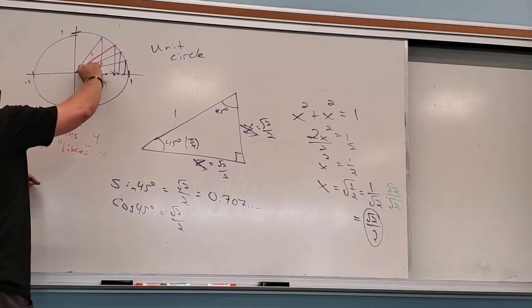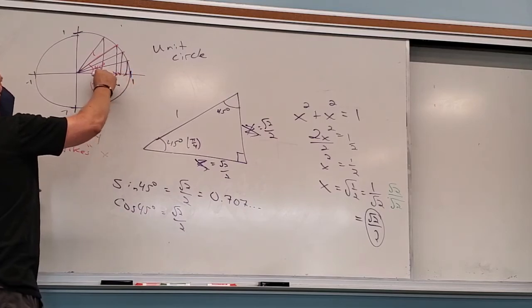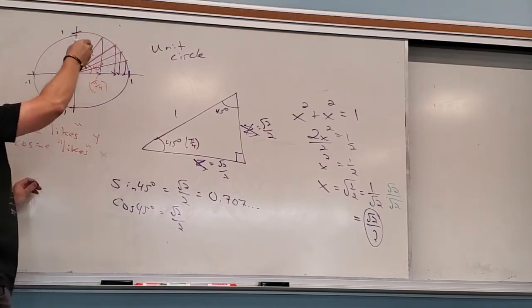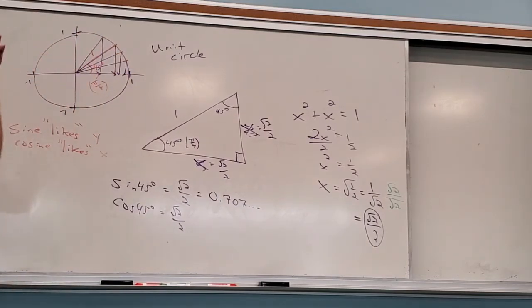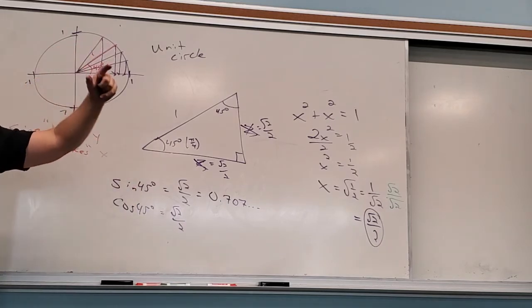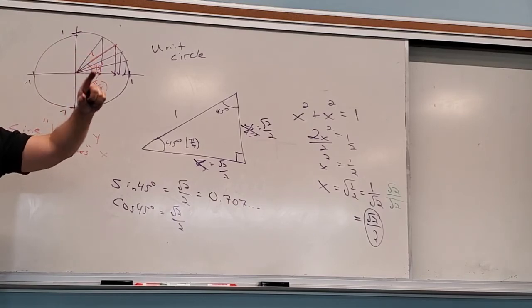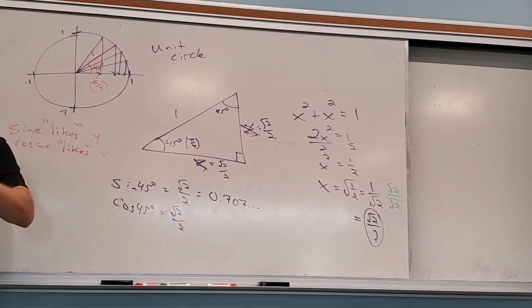So do you guys see how if I move around this, the x piece of each triangle gets smaller and the y piece of each triangle gets bigger? Where are they both going to be the same? Halfway. So that makes sense, 45 degrees. That's halfway. That's where sine and cosine are going to be equal to each other. Let that make sense.